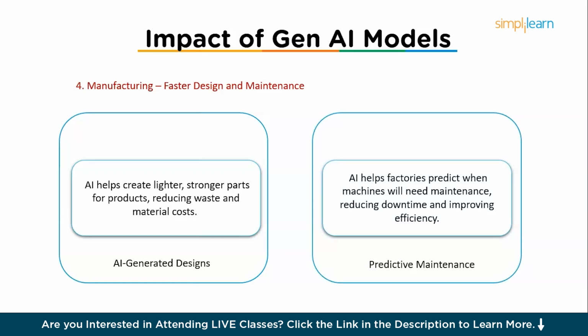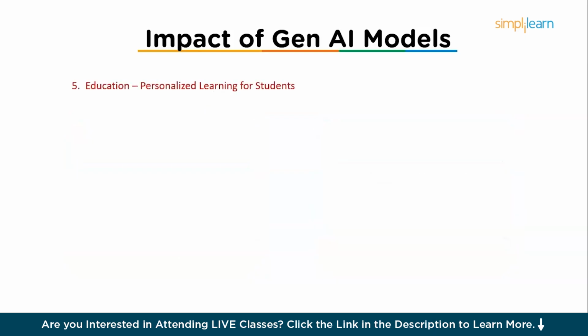AI helps factories predict when machines will need maintenance, reducing downtime and improving efficiency. For example, a factory uses AI to automatically create maintenance schedules for machines based on their performance data. So now moving on to the fifth one, we have education. That is personalized learning for students. AI is making education more personalized and accessible.